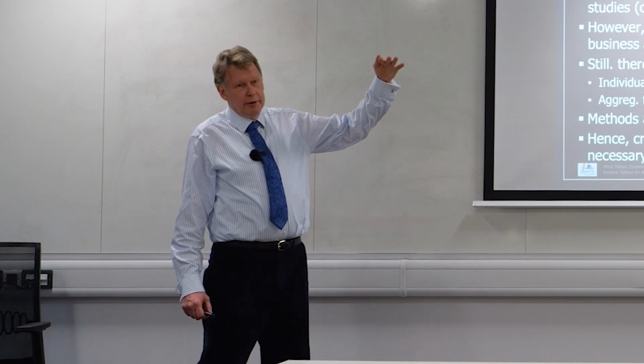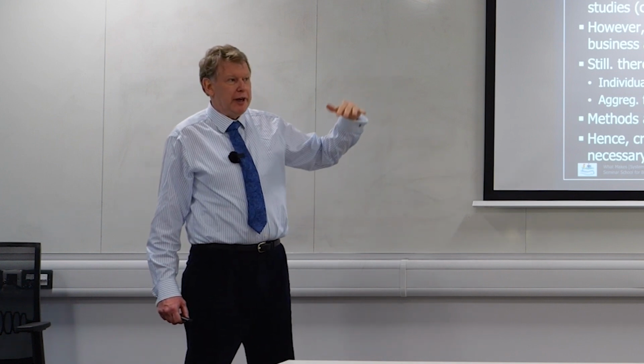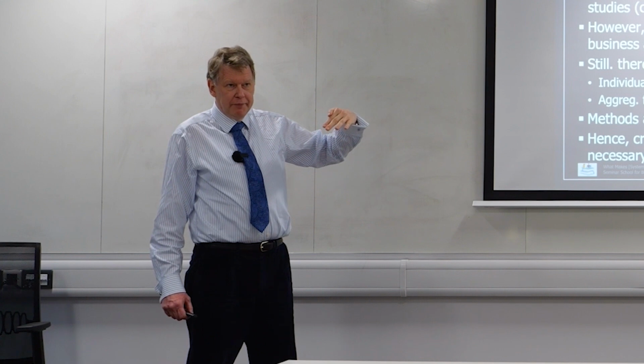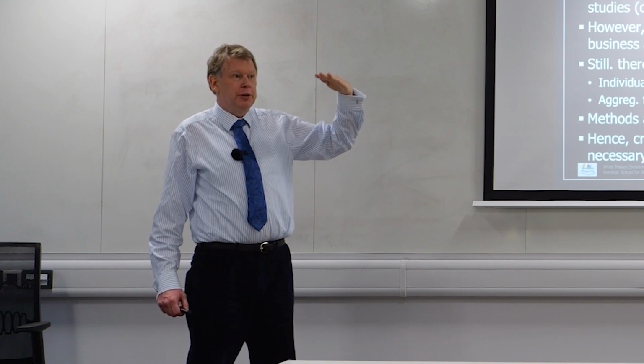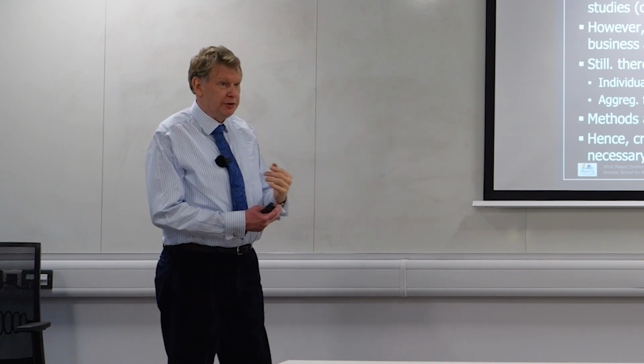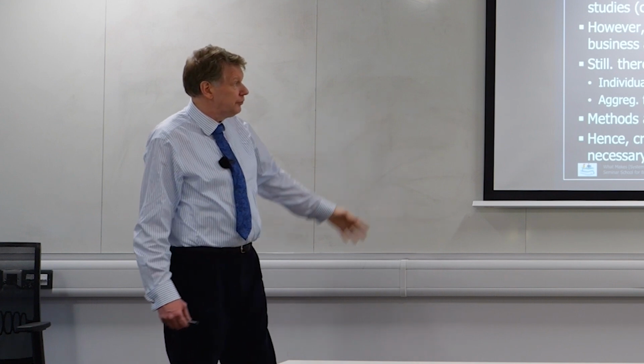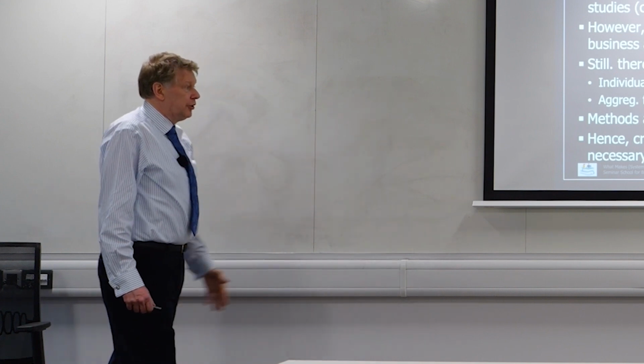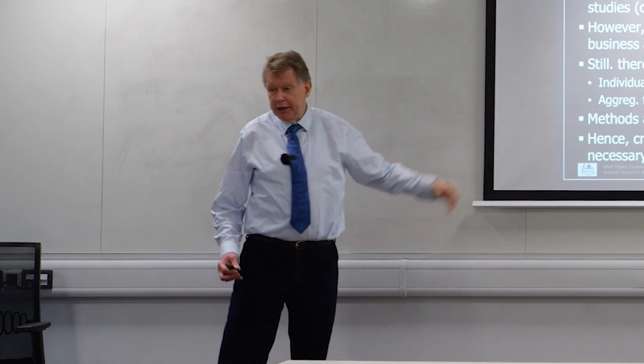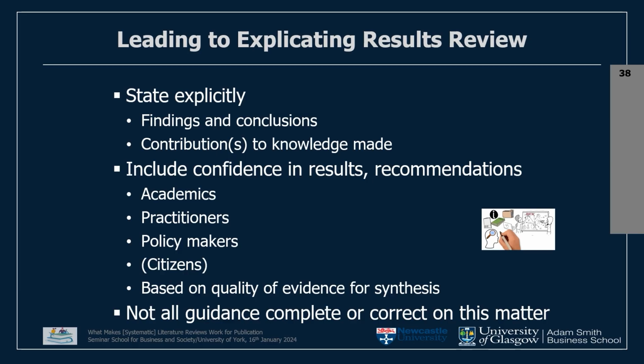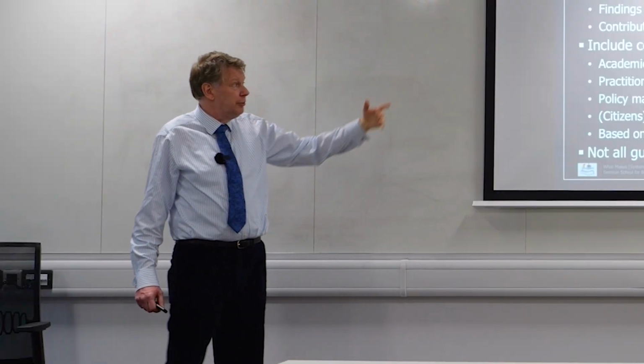So she made a ranking framework for the quality of evidence from 1 to 4. And she found that the studies are mostly on the two lower levels of quality of evidence. So that also gave her reason for her study. So creating a unique framework may be necessary in social sciences. And what it should also lead to is being explicit about the outcomes, findings and conclusions, the contributions to knowledge made.